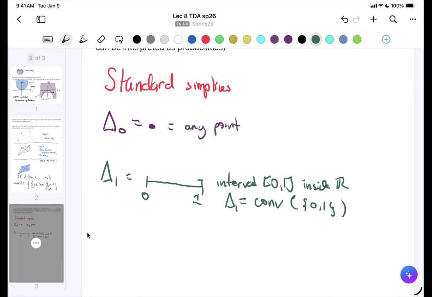Okay. And then delta 2. You'll see in a moment that the index is telling you the dimension this is supposed to have. So delta 0 has dimension 0 because it's just a point. Delta 1 is an interval, so it's supposed to be one dimensional. So delta 2 is supposed to be two dimensional.